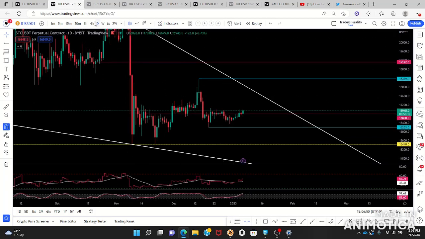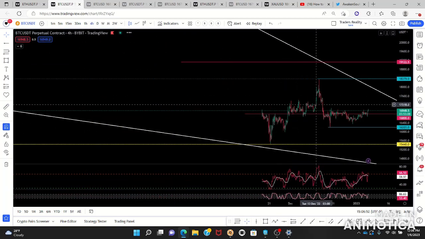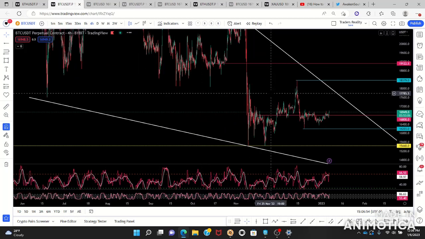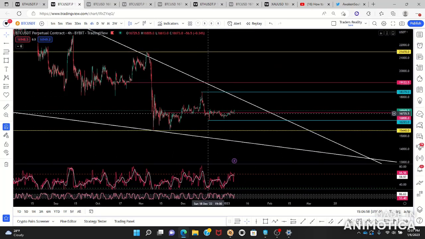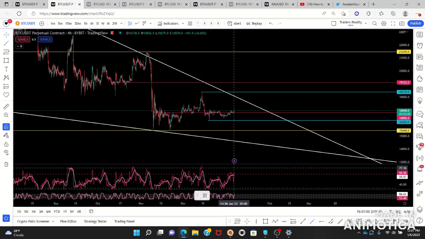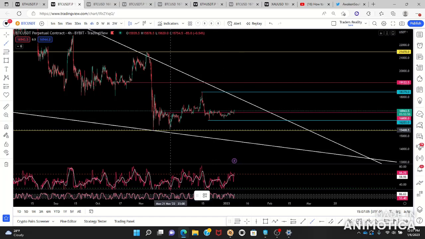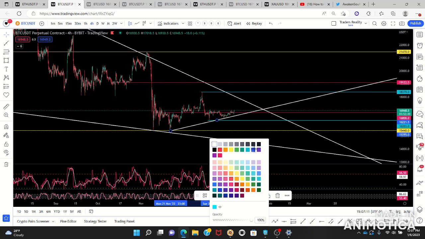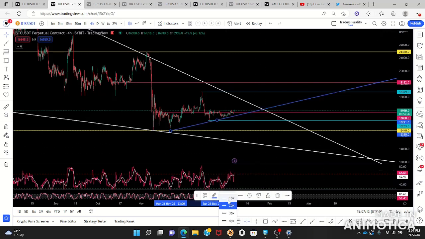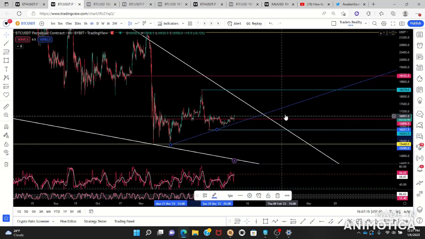Let's go ahead and move into the 4-hour. And this is where we're going to find our targets. 4-hour. First, we're going to start off with our trend lines. Let's take the magnet off. 1 point, 2 point touch. Let's make it thin and beautiful.